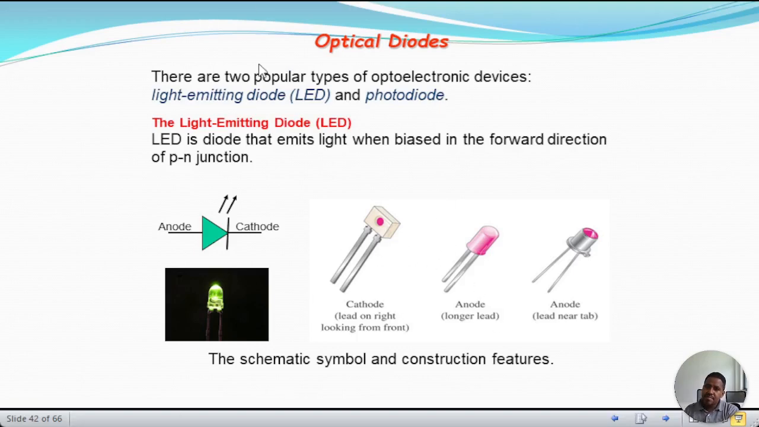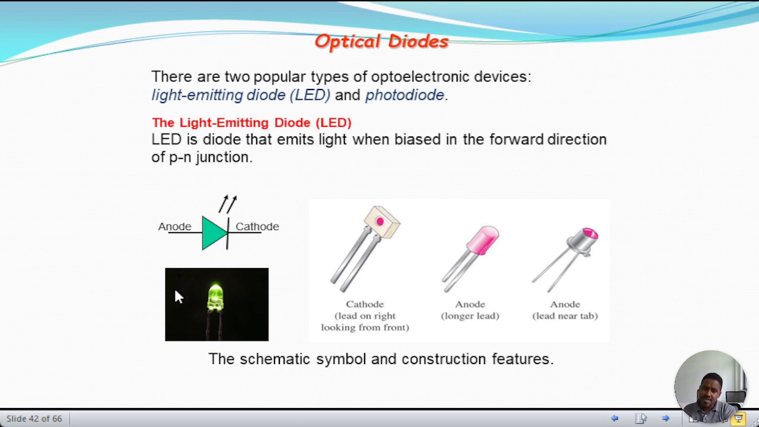Another special diode type is the optical diode. There are two popular types of optoelectronic devices: the light emitting diode and the photodiode. The light emitting diode, or LED, is a diode that emits light when biased in the forward direction of the p-n junction. So when you connect the anode to positive and the cathode to negative, our LED emits light.